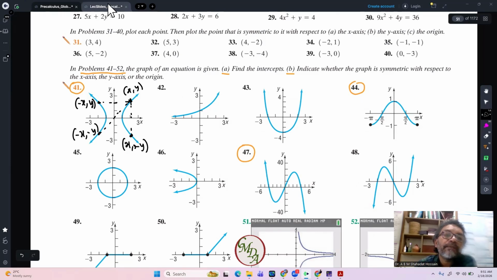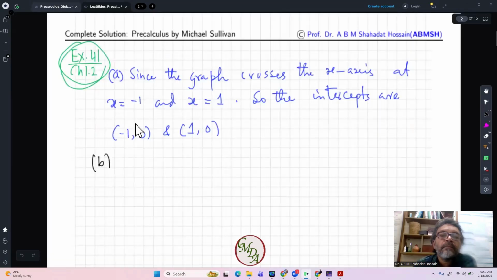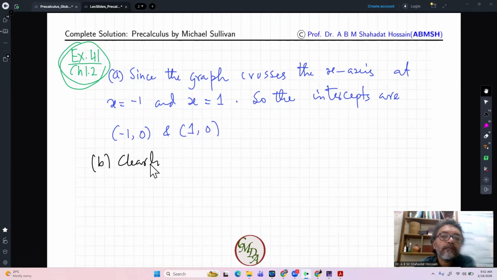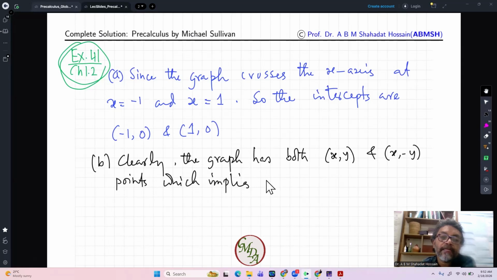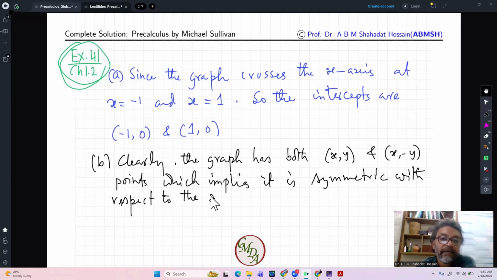So what we can write in words? Clearly the graph has both (x, y) and (x, -y) points, or you can say contains, which implies it is symmetric with respect to the x-axis.